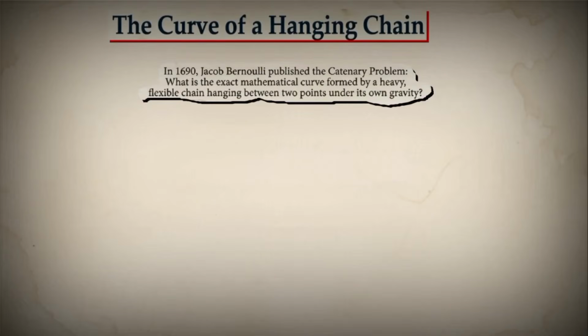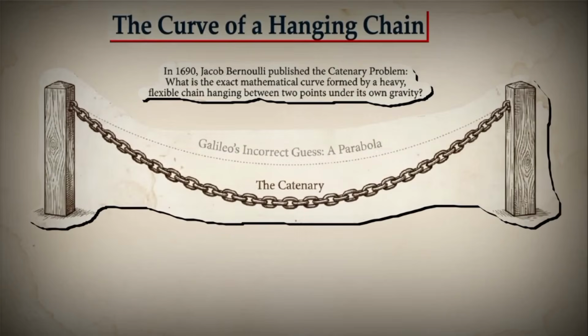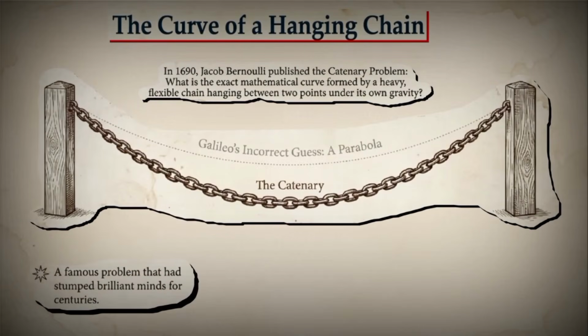In 1690, Jacob Bernoulli issued a mathematical challenge that would echo through history, the catenary problem. The question was deceptively simple. What is the exact mathematical curve formed by a heavy, flexible chain hanging between 2 points under its own gravity? It's a shape we see every day, in suspension bridges, in power lines, in any hanging cable. But describing it mathematically, that was another matter entirely.